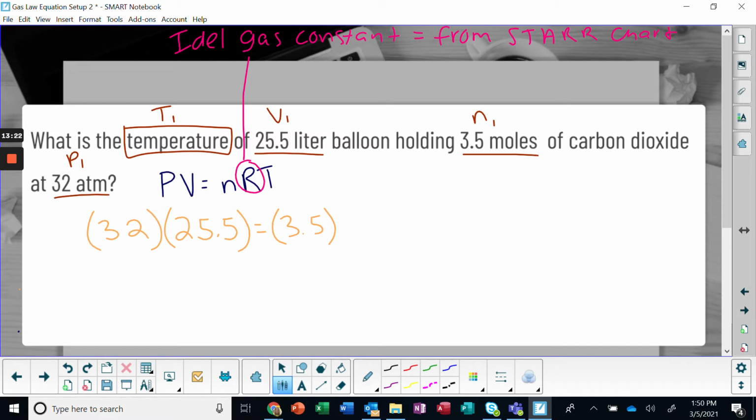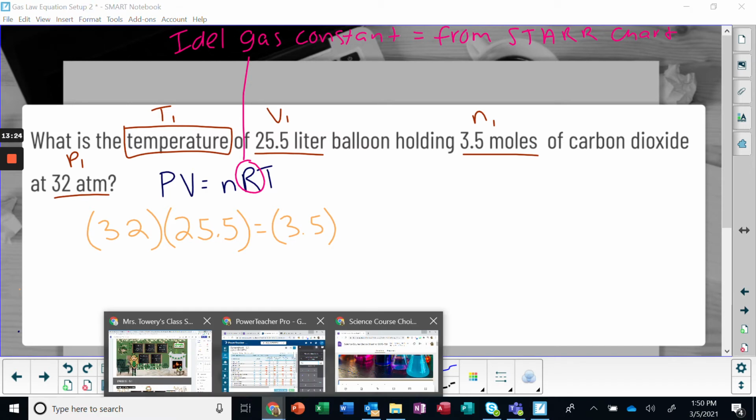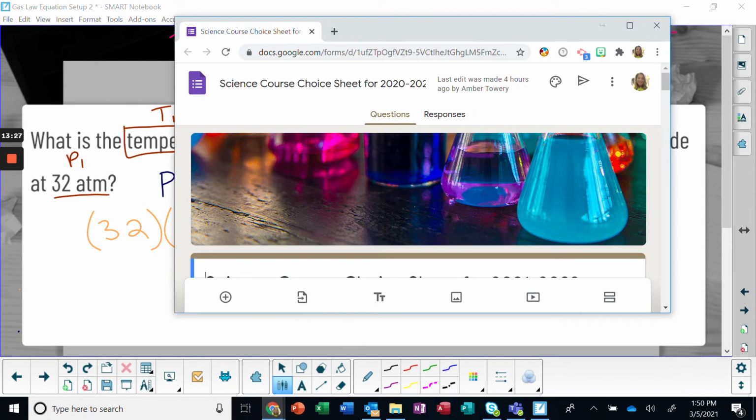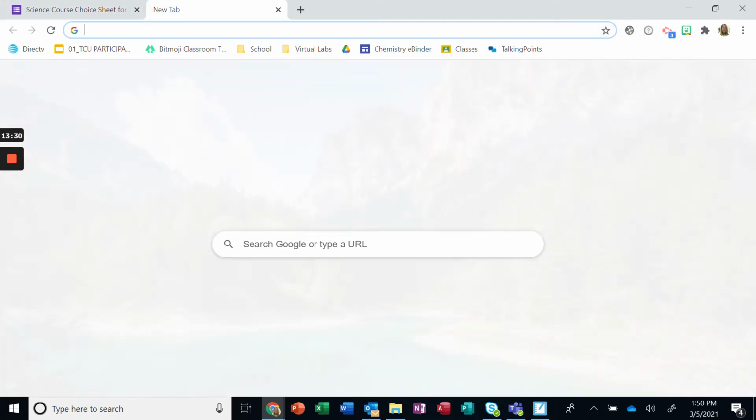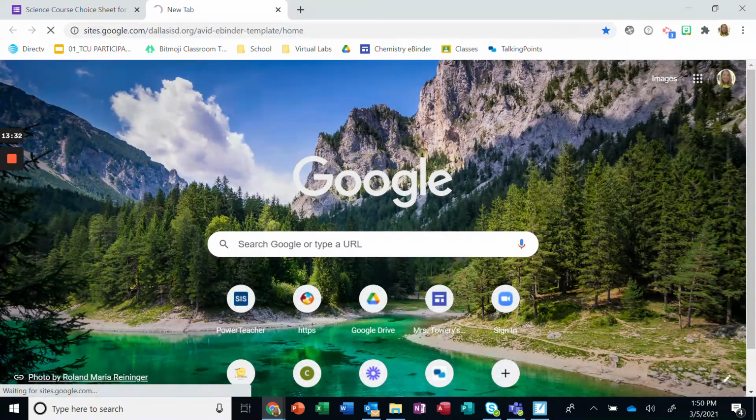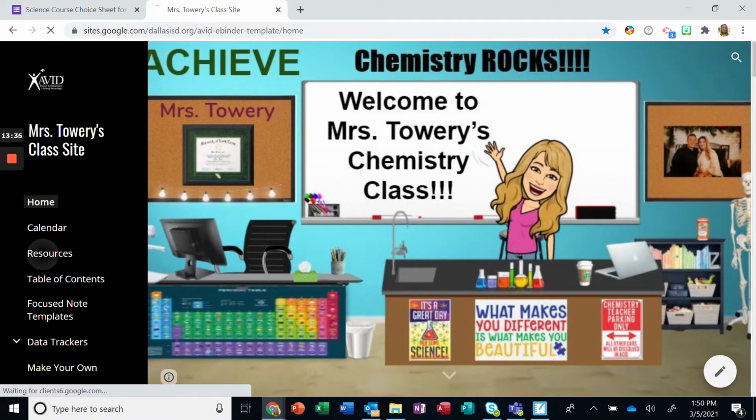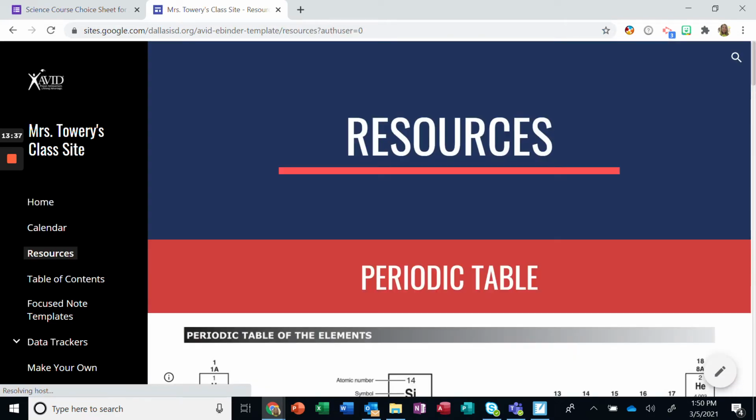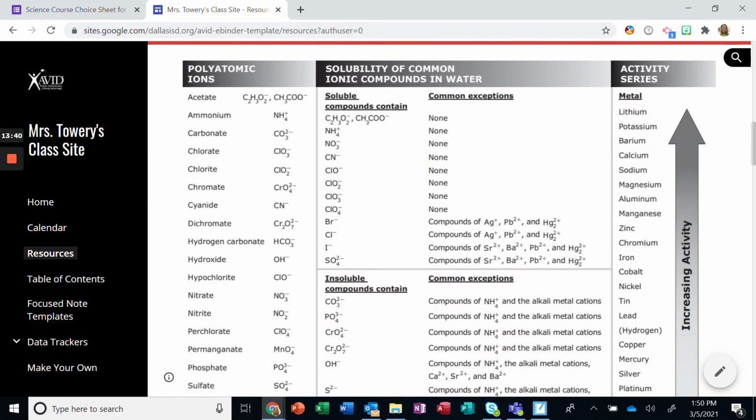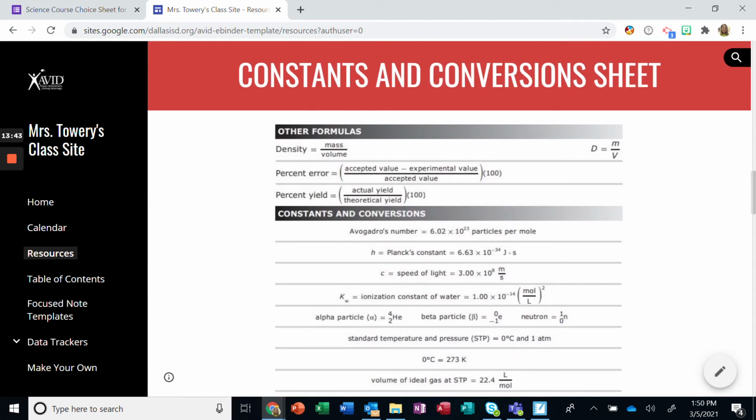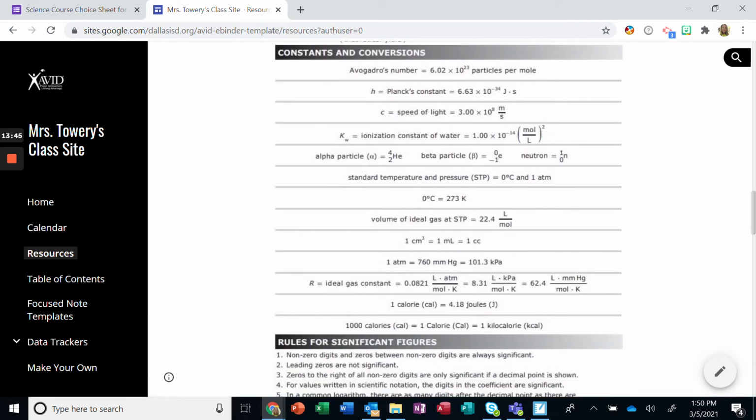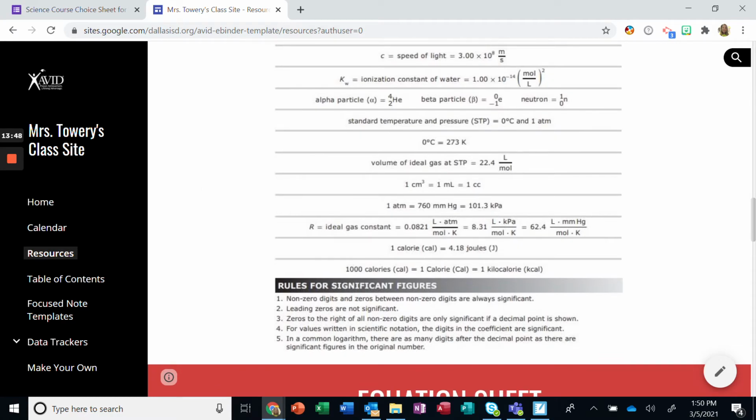It should be in your notes, but let's just say we can't remember where it is in our notes, right? You can always go over here to Ms. Towery's website. If you click on resources, we're going to scroll right down here. So constants and conversion sheets, right? Now, let me see if I can get my, I need a marker.